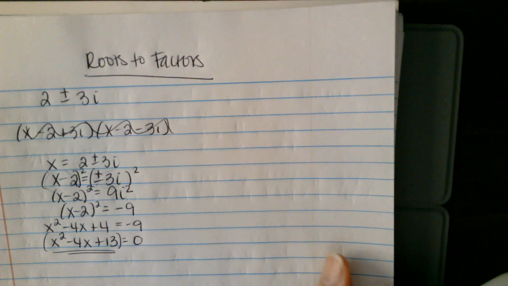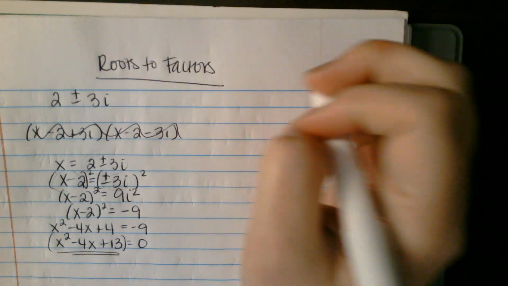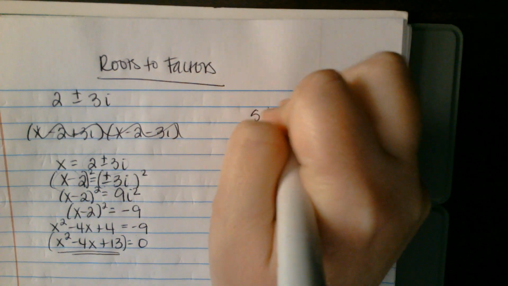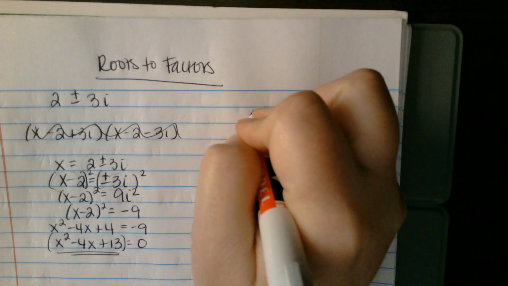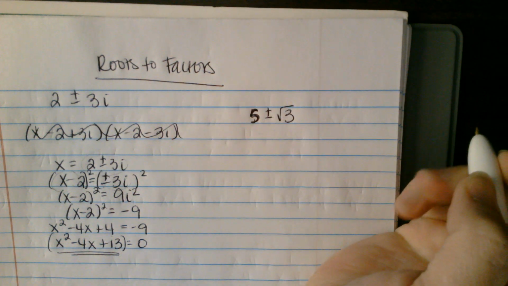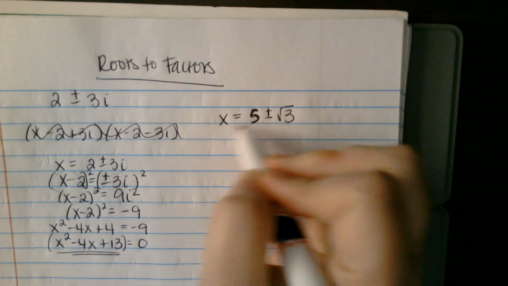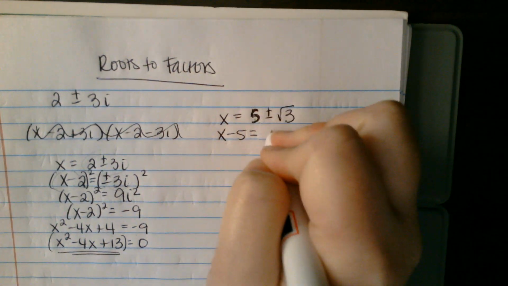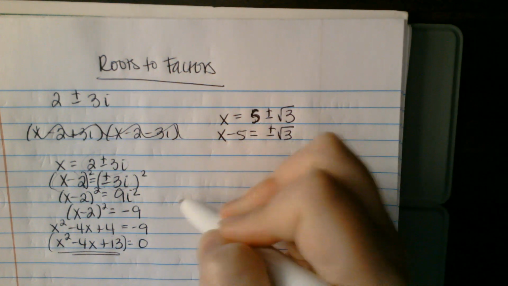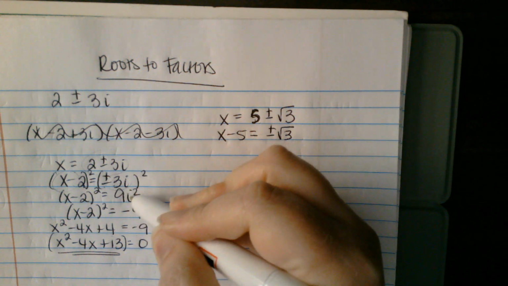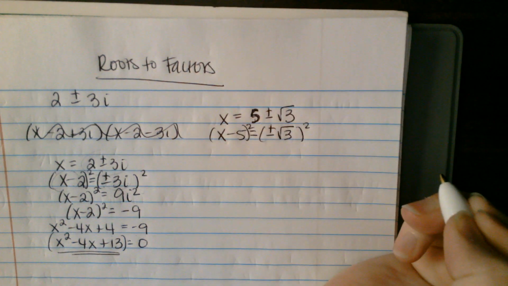Now you can also do this if you have irrational numbers too. So let's say you had 5 plus or minus the square root of 3 as your answer, which you often get when you do the quadratic formula, right? So let's say we ended with 5 plus or minus square root of 3. So we're going to start again. x equals that. I'm going to subtract 5 to get x minus 5 is equal to positive or negative square root of 3. And the same thing here where we squared it to get rid of the i, we're going to square both sides here to get rid of the square root.